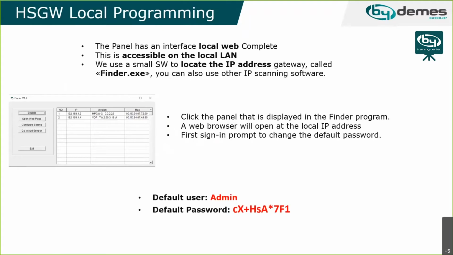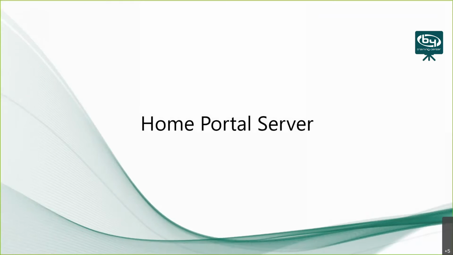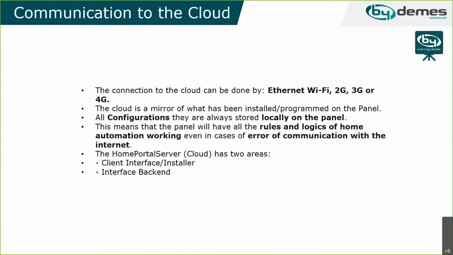So we have a local interface. I showed that in other trainings, so I will not talk about this. But we have a local interface where we can access and program all the system. But we are going to see the home portal server. It's more simple, and we can connect remotely to our panel and make the configuration of everything. The connection to the cloud can be done by Ethernet, Wi-Fi if we have a Wi-Fi plug or module, or 2G, 3G, or 4G if we are communicating by GPRS or the SIM card.